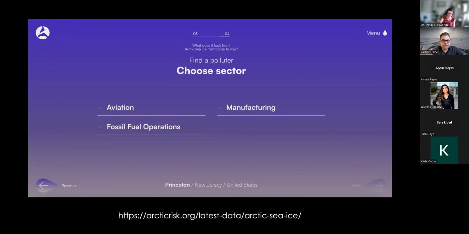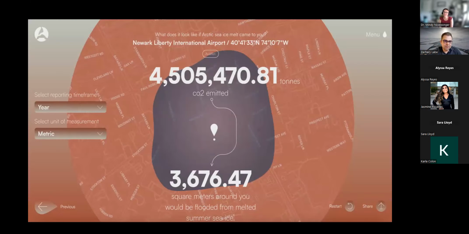It found these different industrial sectors in the Princeton area. I just randomly picked aviation as a sector, and one of the areas close to me is the Newark International Airport. I clicked on a few different things that it asks you to, and what it actually does is relate the amount of emissions from these different industries, and it shows you how much sea ice was essentially melted by that CO2 emissions.